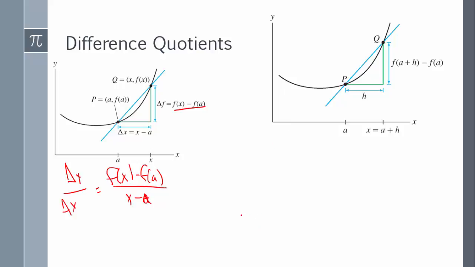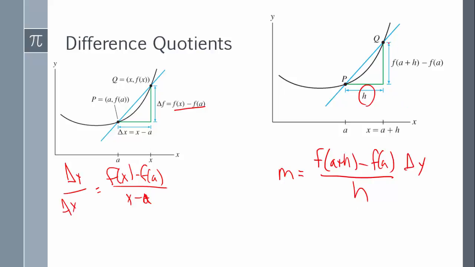A second type of difference quotient that you see is more like the one we used on the calculator, where we use this distance from P to Q, the horizontal distance, we call it h. Now, our slope would be, of the secant, f of a plus h minus f of a, all over just plain old h. The change in the y again, f of a plus h minus f of a, over the change in x, which would just be h.